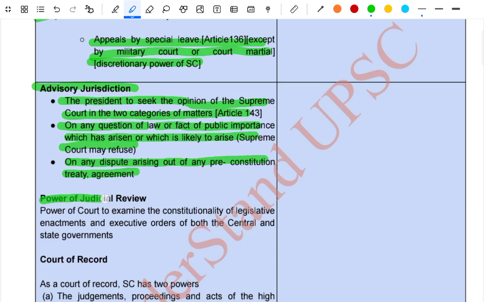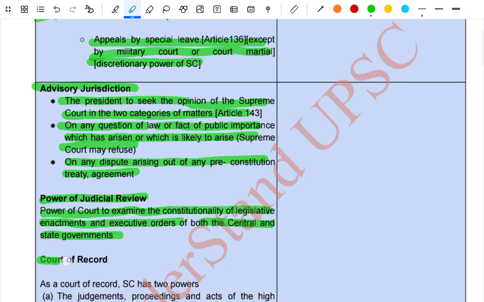Power of judicial review: the power of the court to examine the constitutionality of legislative enactments and executive orders of both the central and the state governments.